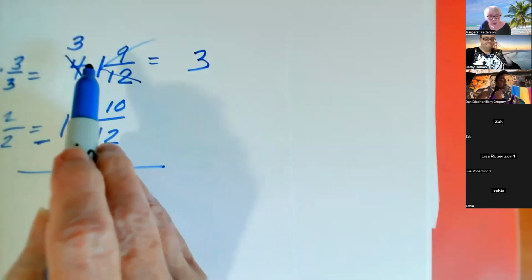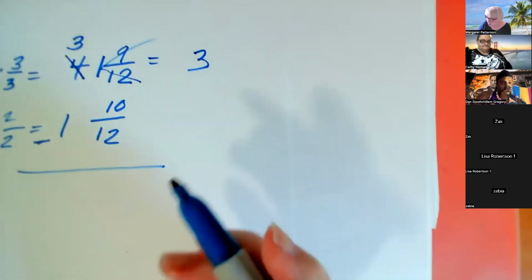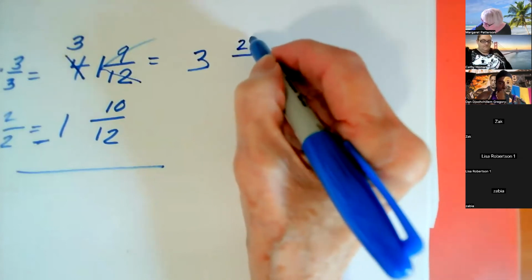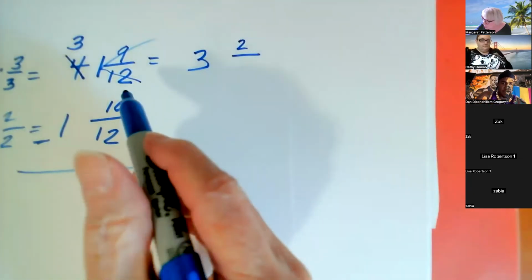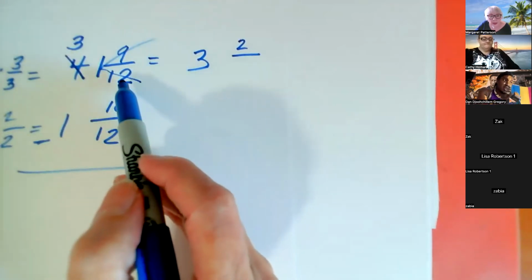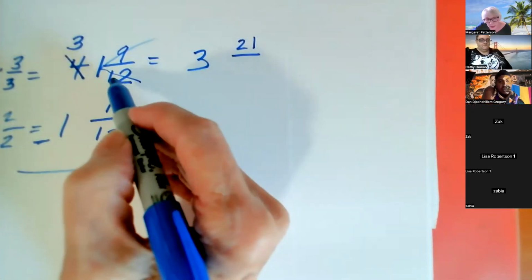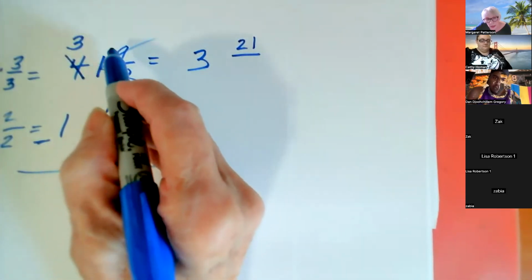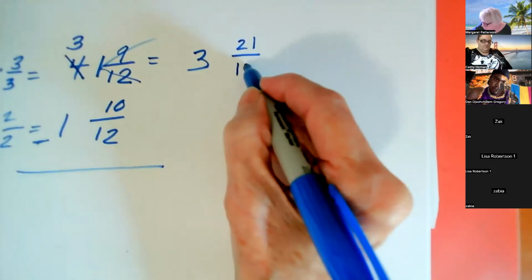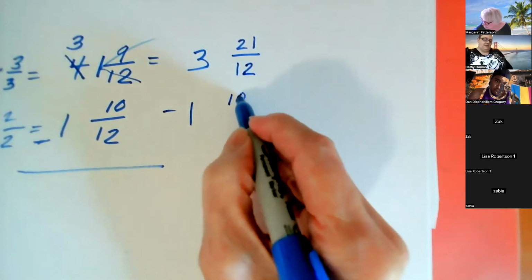12 times 1 is 12, 12 and 9 make what? We multiply here and we add here, 21. So it's 12 times 1 is 12 plus 9, remember? Oh, plus 9, I was multiplying. Yeah, don't do that. Okay. And then it's minus 1 and 10, 12.